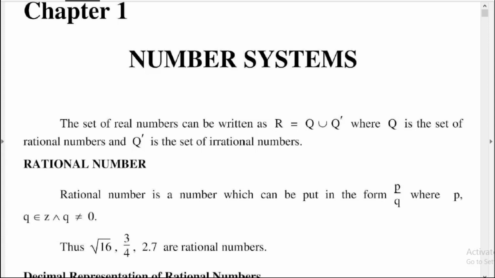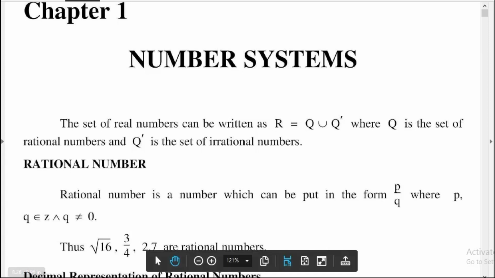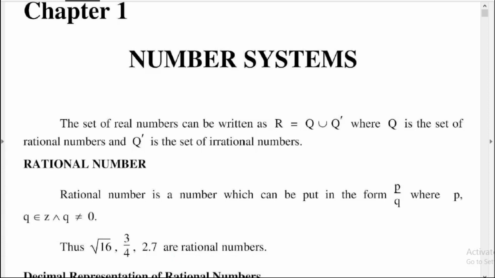In this lecture, I will solve chapter number 1, number system. The set of real numbers can be written as R. So R is equal to Q union Q dash, that is, Q means rational numbers and Q dash means irrational numbers, where Q is the set of rational numbers and Q dash is the set of irrational numbers, is known as real numbers.